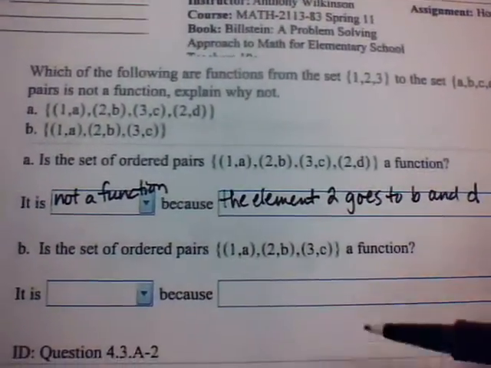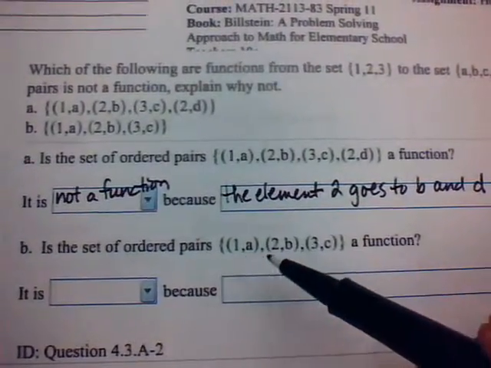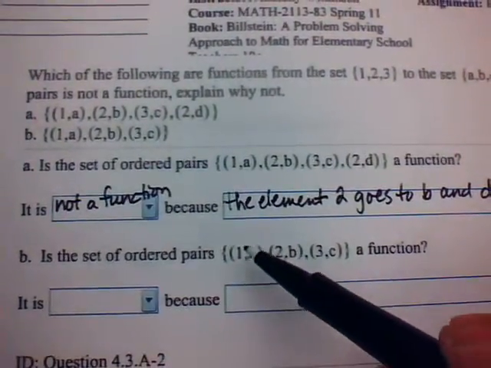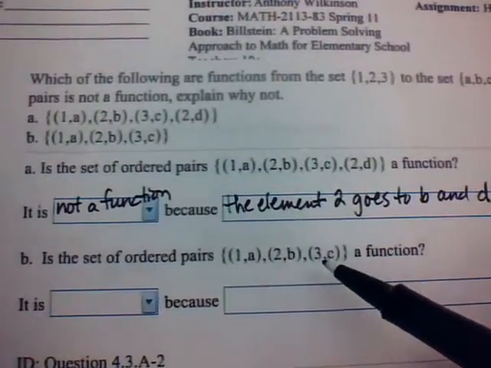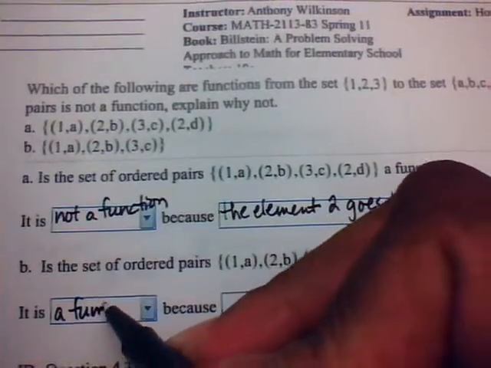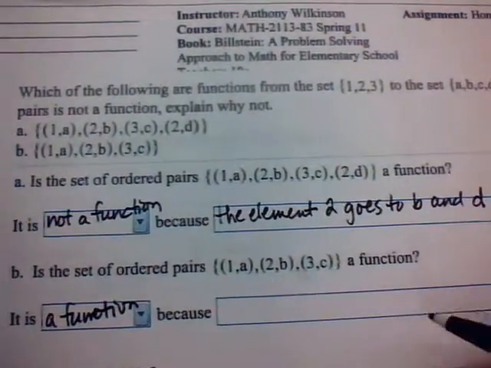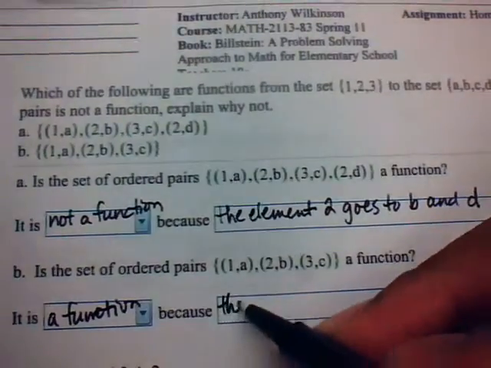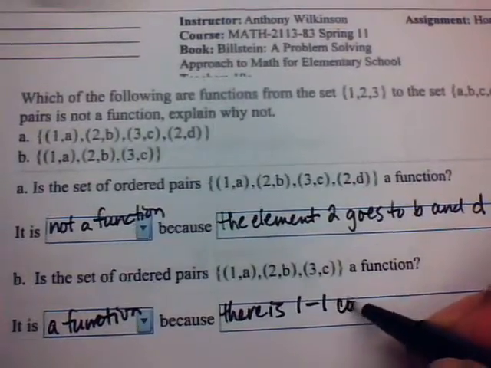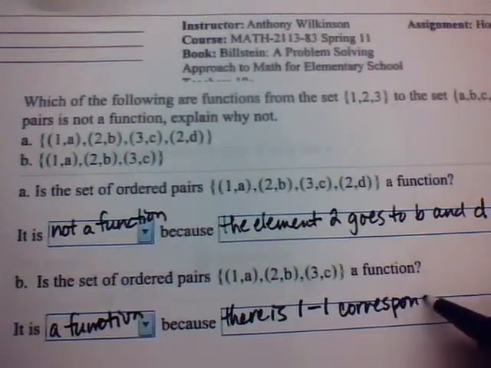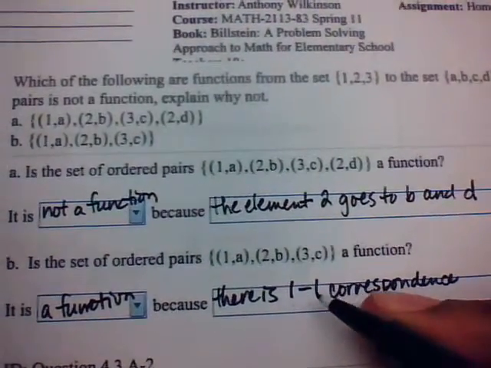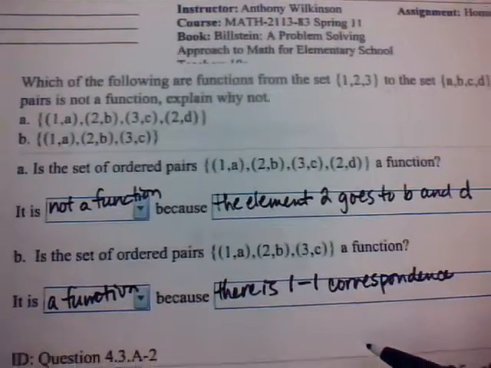Now part B, in number 1, is a set of ordered pairs 1A, 2B, and 3C, a function. Now here 1 is only going to A, 2 is only going to B, and 3 is only going to C. So it is a function. And the reason for that is because we can come up with a 1-to-1 correspondence between the two sets. And this right here is 1-to-1. They'll have the word 1-to-1 spelled out.